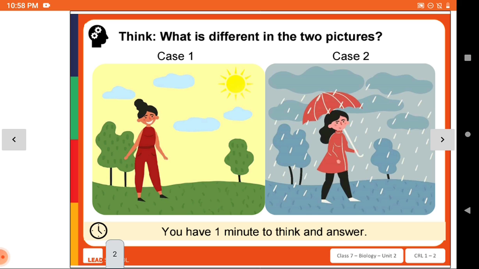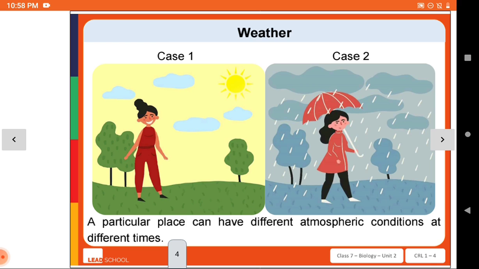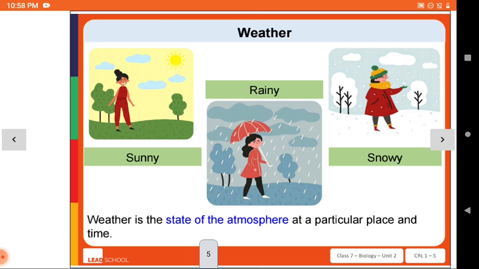So these two pictures represent the weather of a particular place. In the first case, the weather of the position is sunny, and in the second case it is raining. So there are two atmospheric conditions at different times. So weather is the state of the atmosphere at a particular place and time. So first is sunny, second is rainy, and third is snowy.